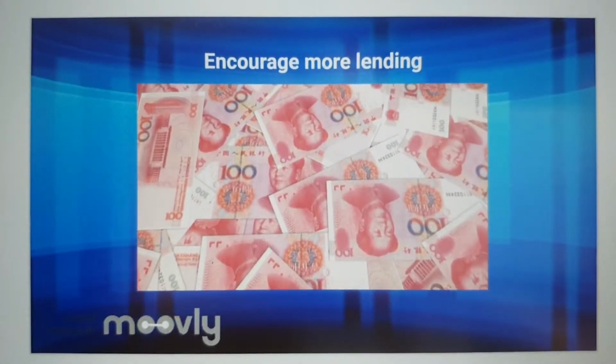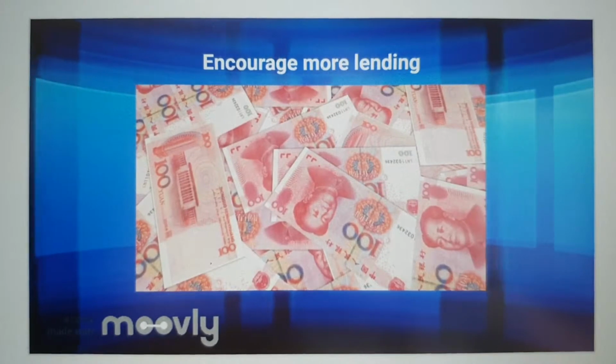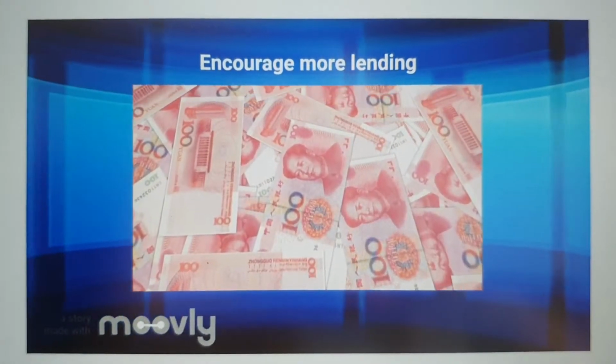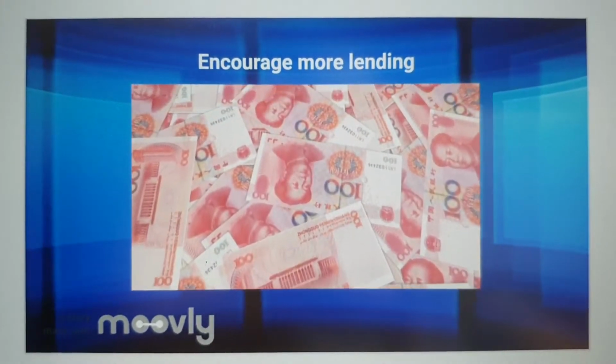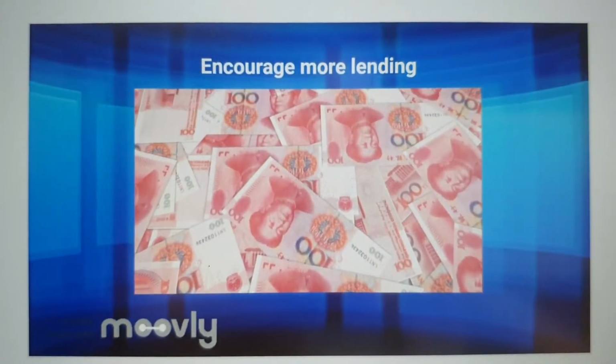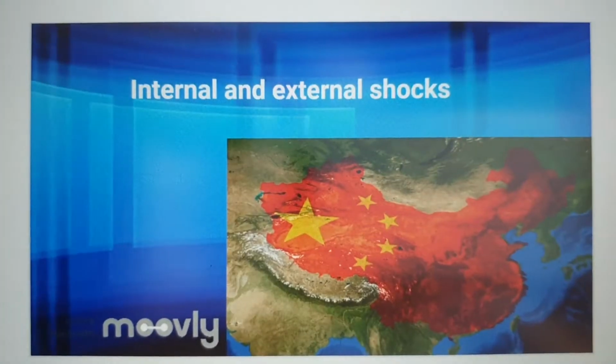On 5th September, it also announced the third cut of the bank's required reserve ratio. This is the amount of money banks must hold in reserve at the central bank. This hence frees up 126 billion worth of funds that banks can lend.